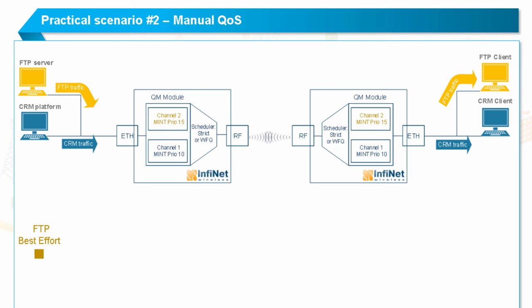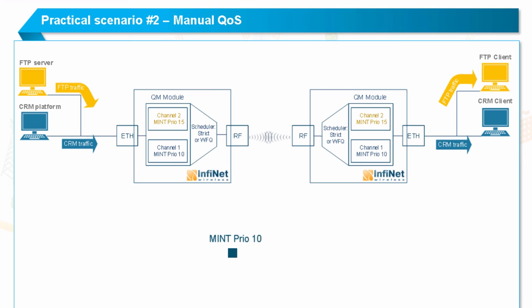The first step is the traffic selection. The FTP traffic will be treated as best effort, and it will be mapped by the QM module to mint priority 15. The CRM traffic will be marked with DSCP priority 16 and further mapped to mint priority 10.